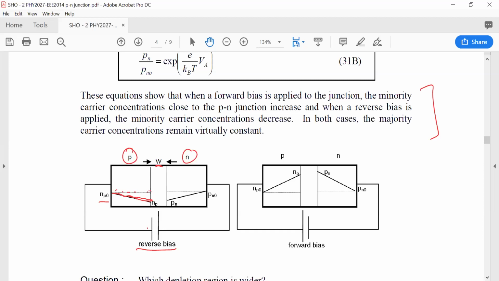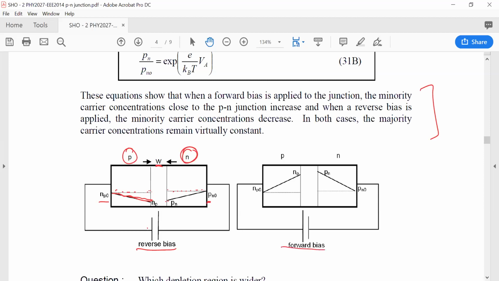That's on the P side. The electrons in the P side are the minority carriers on the P side. If you look now at the N side, the minority carriers are holes, so that's why we've got P's. At equilibrium, if there was no bias applied, the level would be up here, P subscript N0, the equilibrium value of holes on the N-type side. However, when a reverse bias is applied, you are reducing the concentration of minority carriers, especially at the junction. And then you've got a gradient as it goes back to its equilibrium value further away from the junction. So that's the case for the reverse bias.